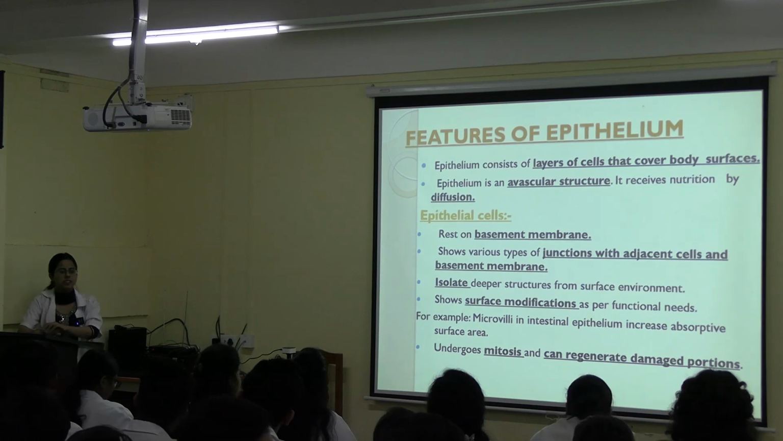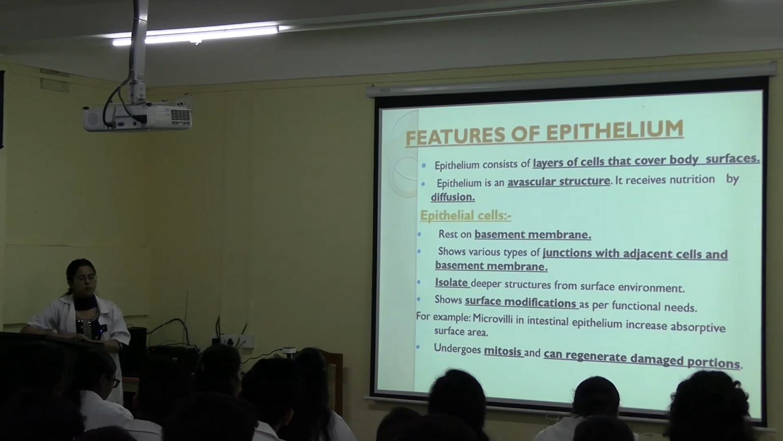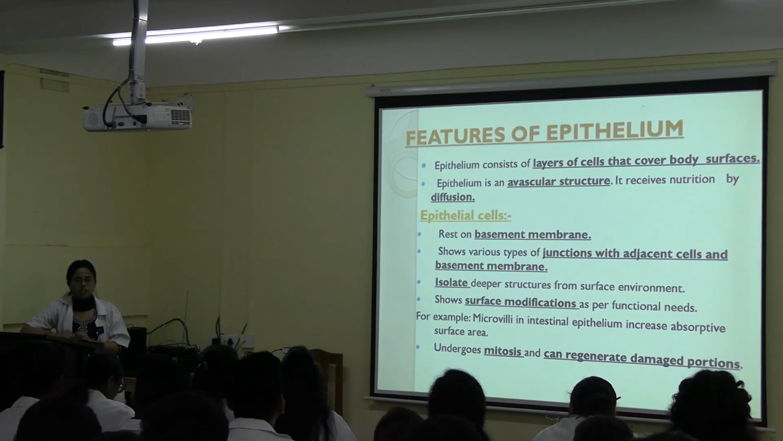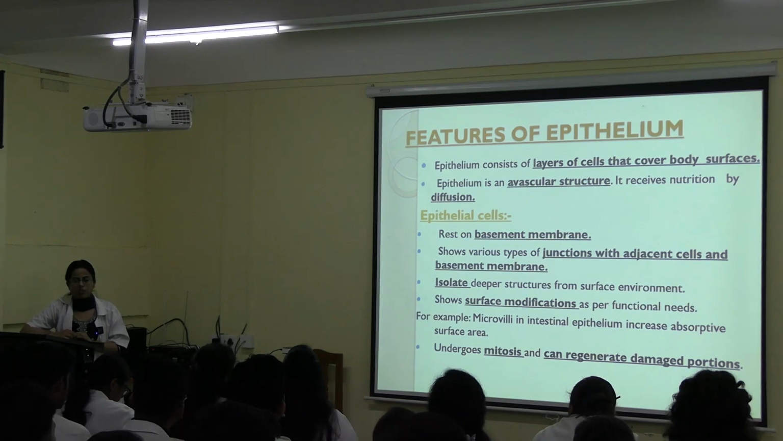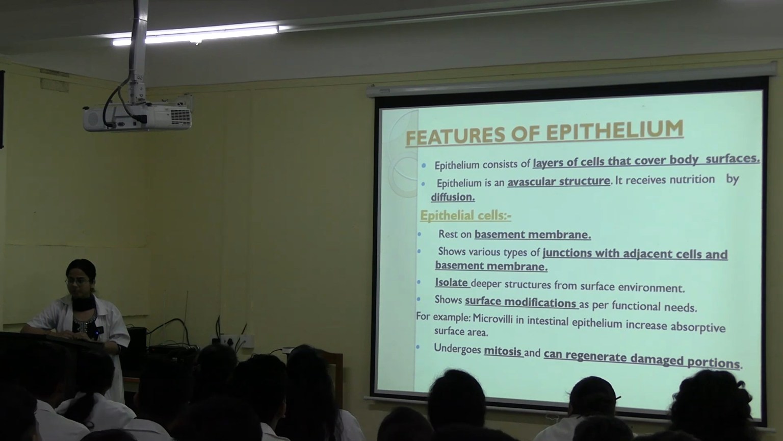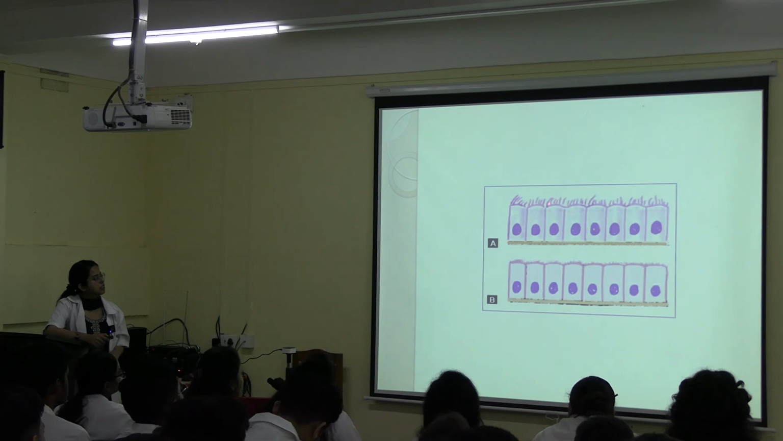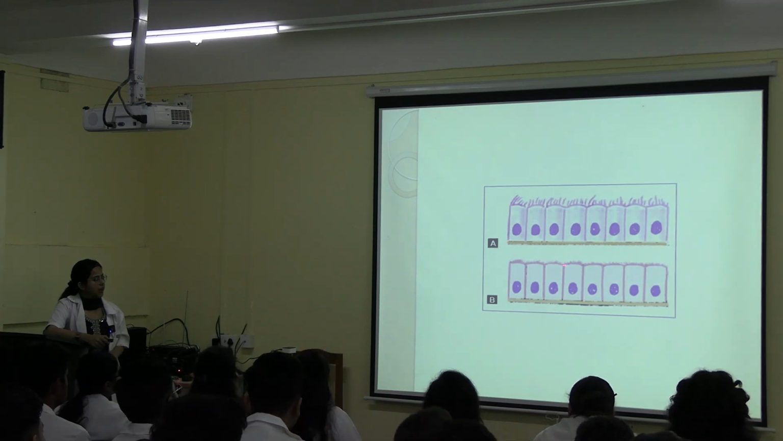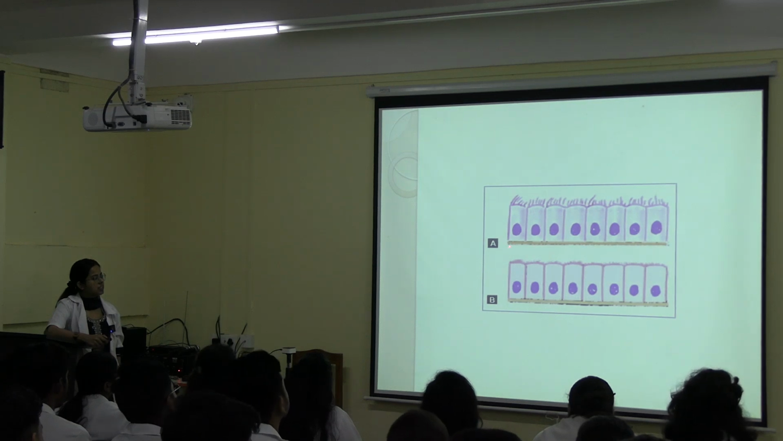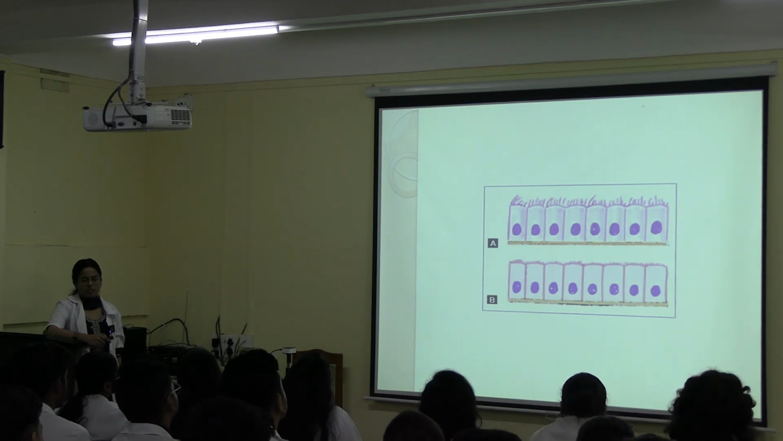That is why they are present in the intestine, to increase the absorptive power of the intestine. And also it undergoes mitosis and can regenerate when injured. What is mitosis? Cell division. So these are the cilia, and these are the microvilli. Clear? This is the basement membrane on which the epithelial cells are present.